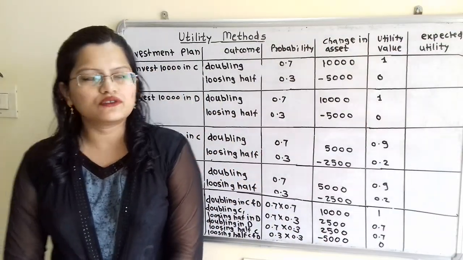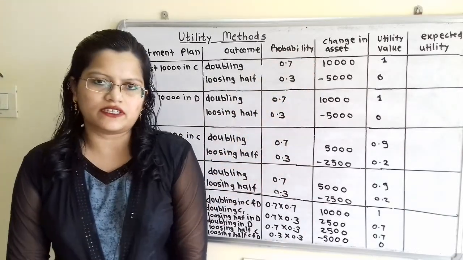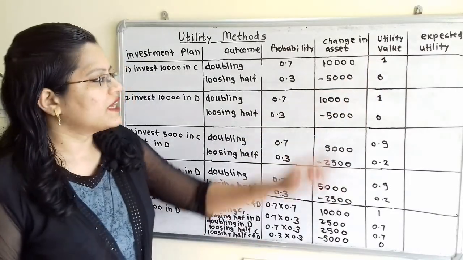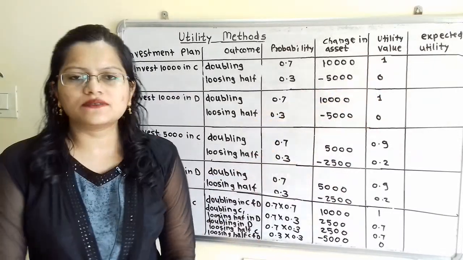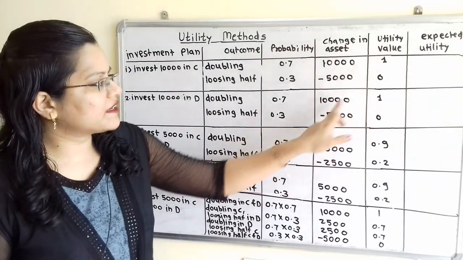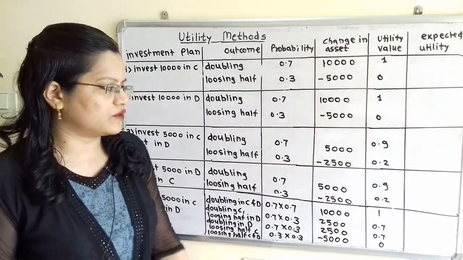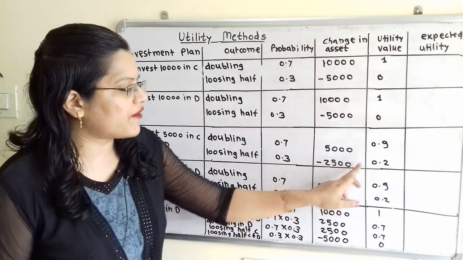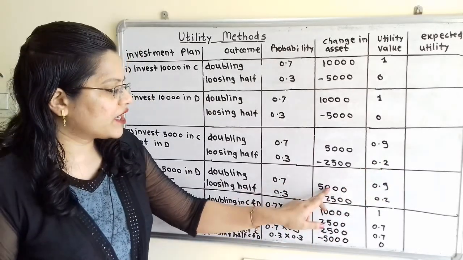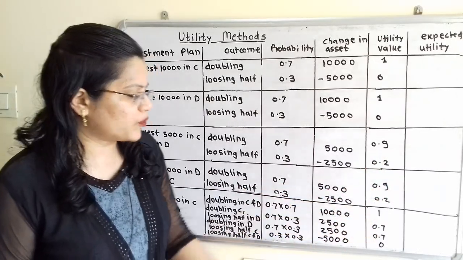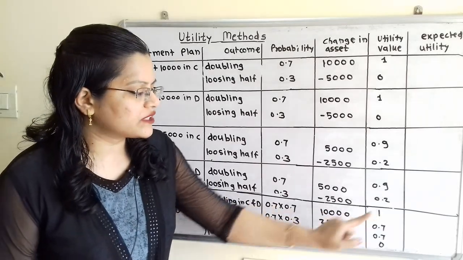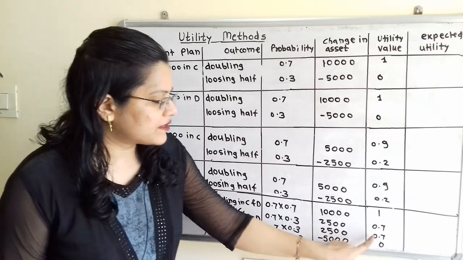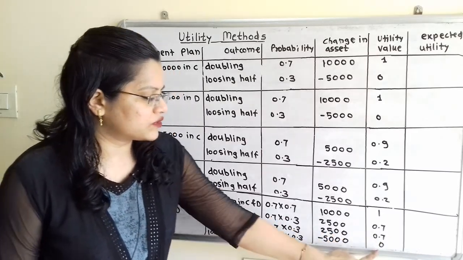Now utility values are assigned for this change in asset. For the 10,000 change in asset, utility value is given 1, and for the minus 5,000 it is 0. So we will write here for 10,000 1, minus 5,000 0. For plus 5,000 it is assigned 0.9, and for minus 2,500 it is 0.2. So here also we will write 0.9 and 0.2. Now here for plus 10,000 it is 1, plus 2,500 it is 0.7, plus 2,500 it is 0.7, and for minus 5,000 it is 0.